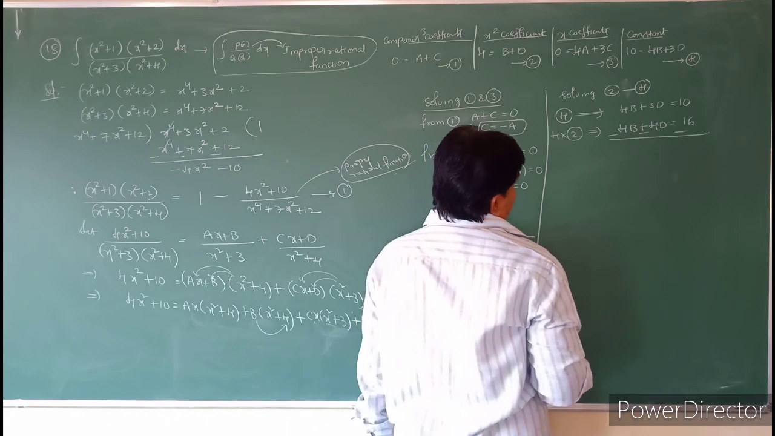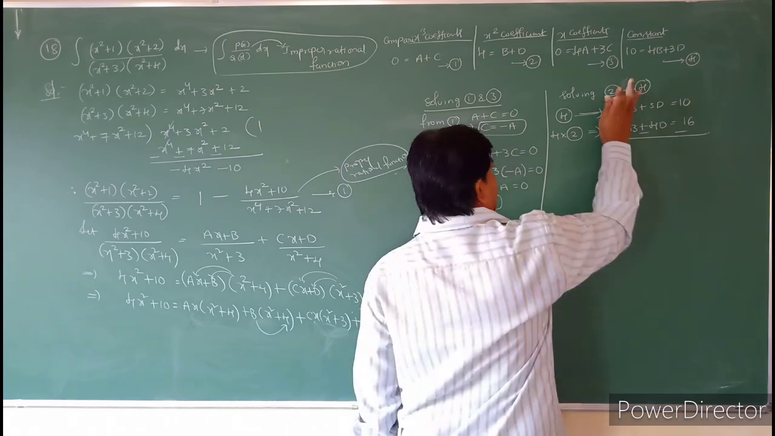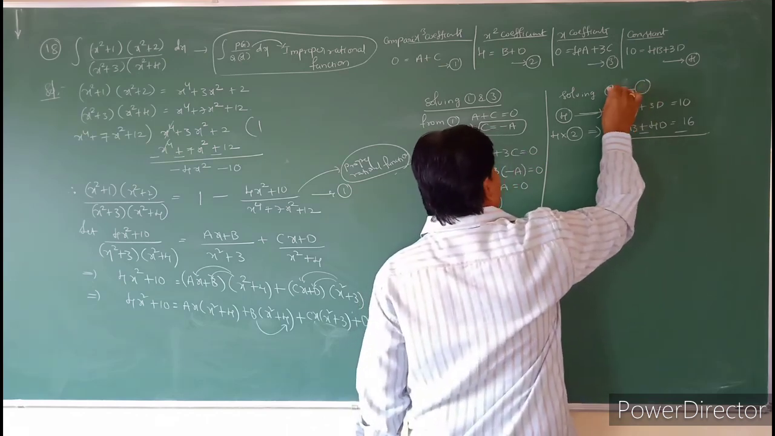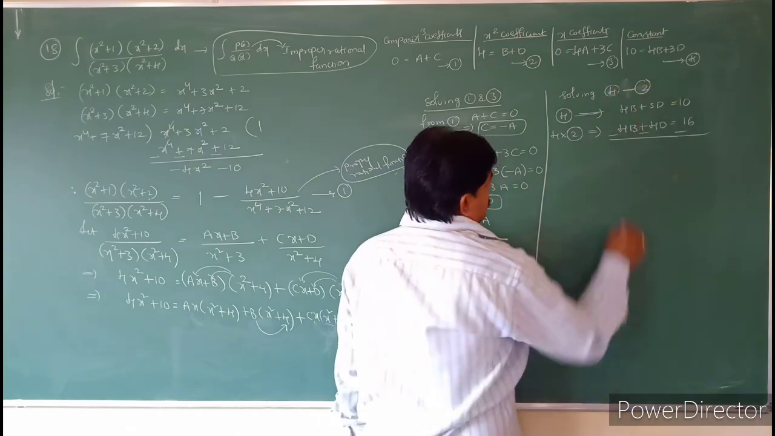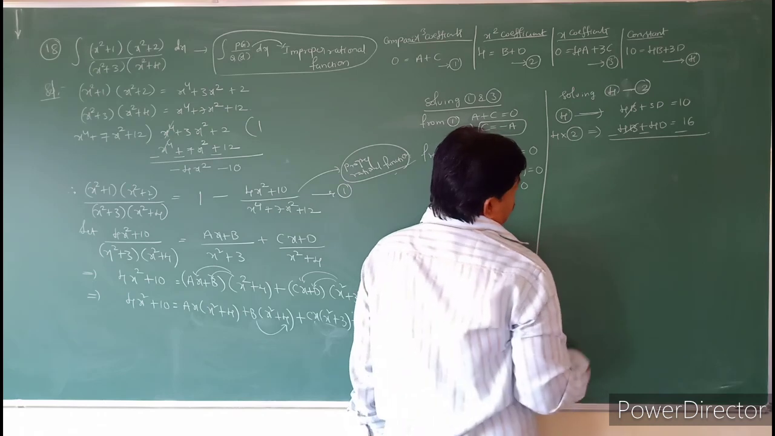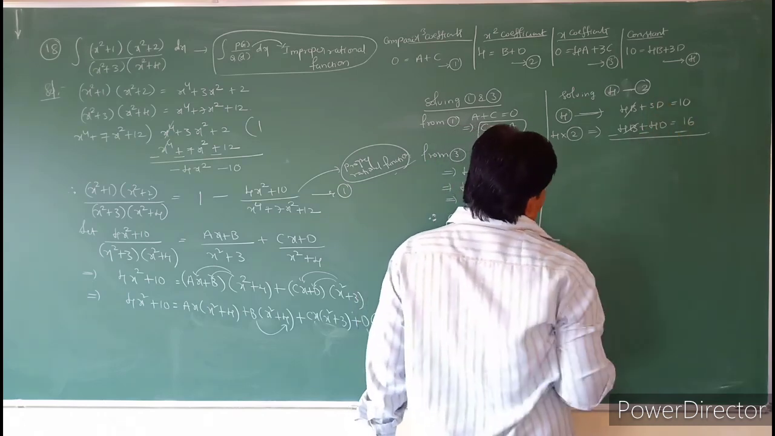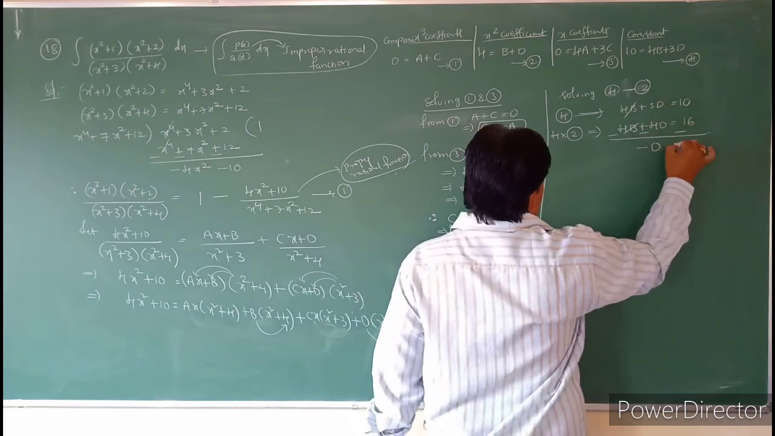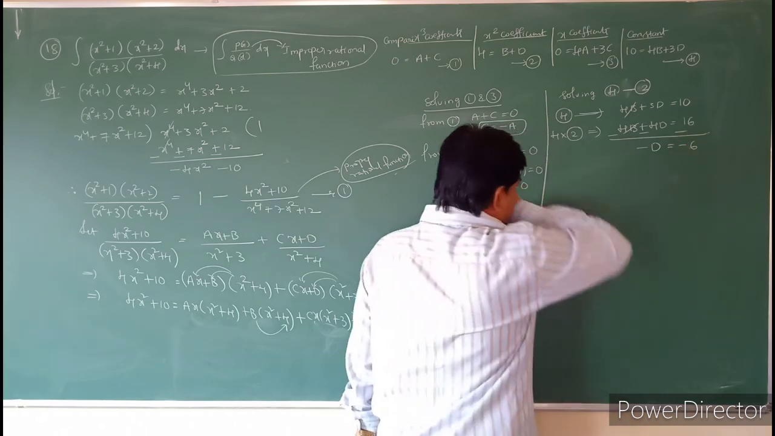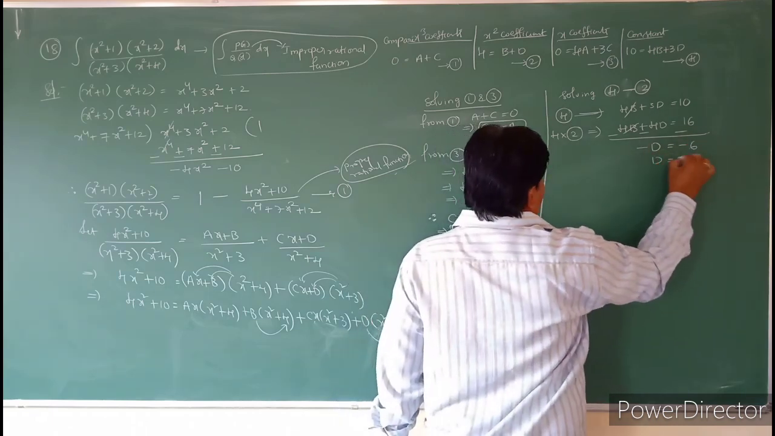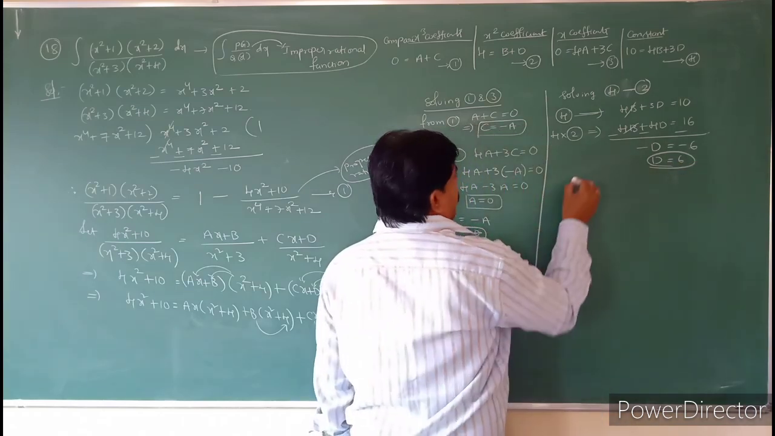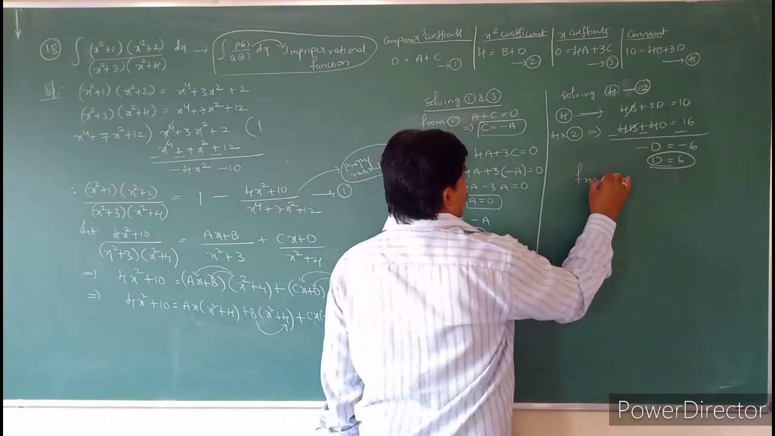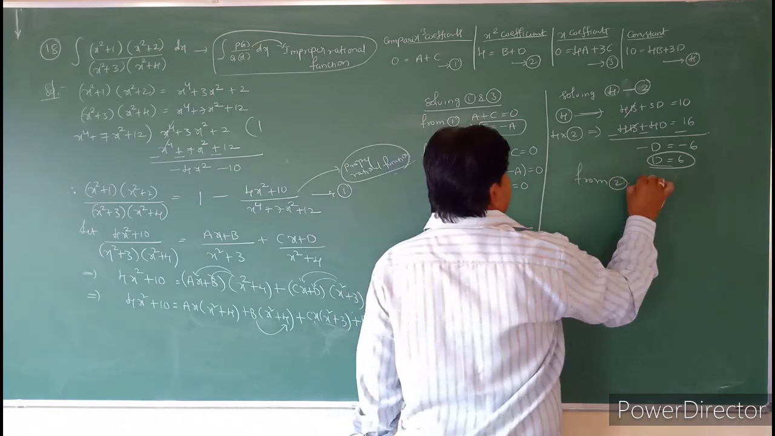Equation 4 minus equation 2. So 4b will be cancelled. 3d minus 4d is minus d, which is equal to minus 6. So that implies d is equal to 6.